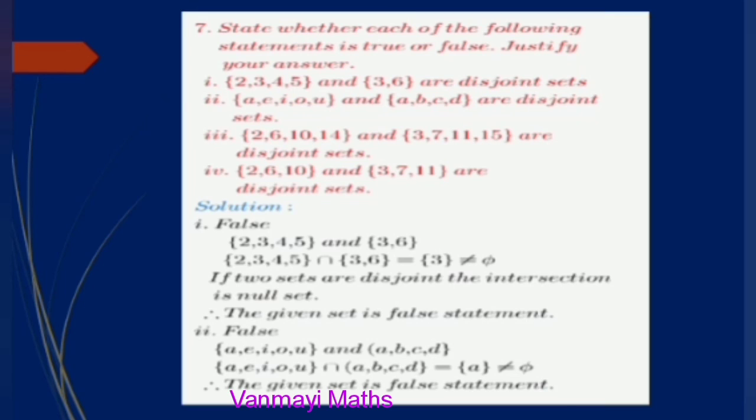Second question. A, E, I, O, U and B, A, B, C, D are disjoint sets. So here also A is a common element between them. So those two sets' intersection gives you A. So it is not equal to phi. It is also a false statement.